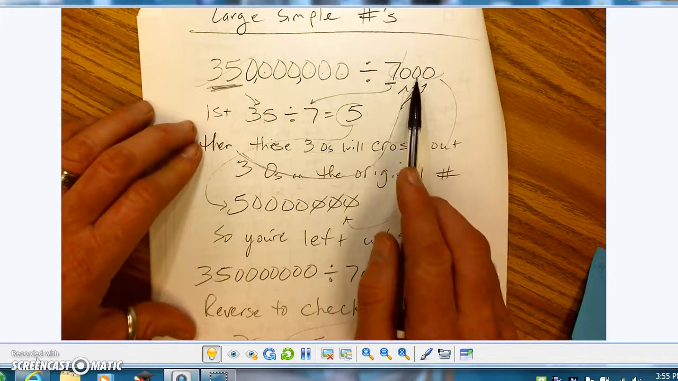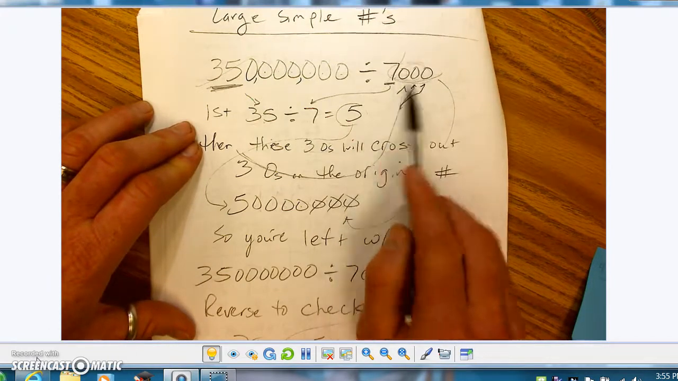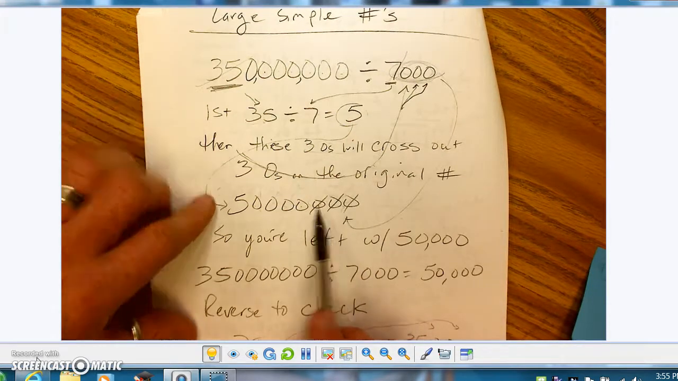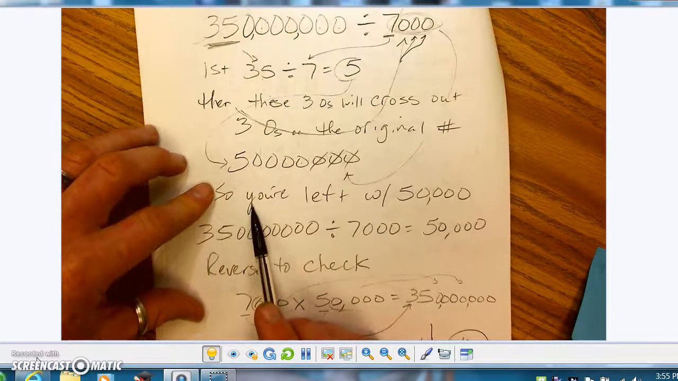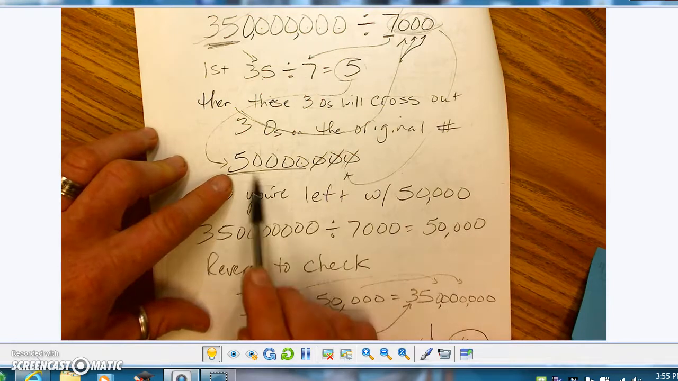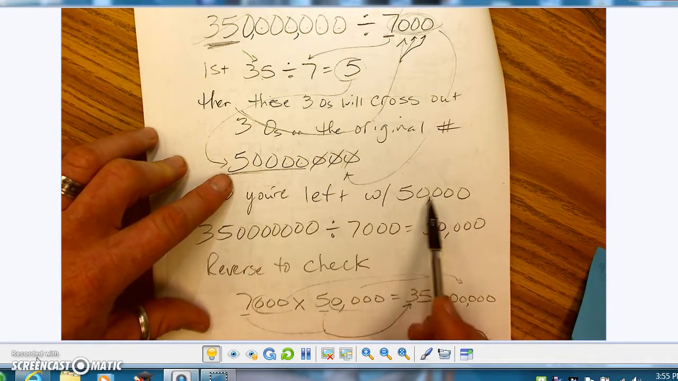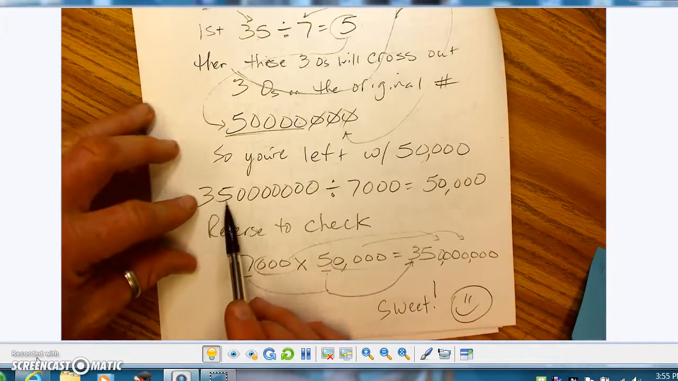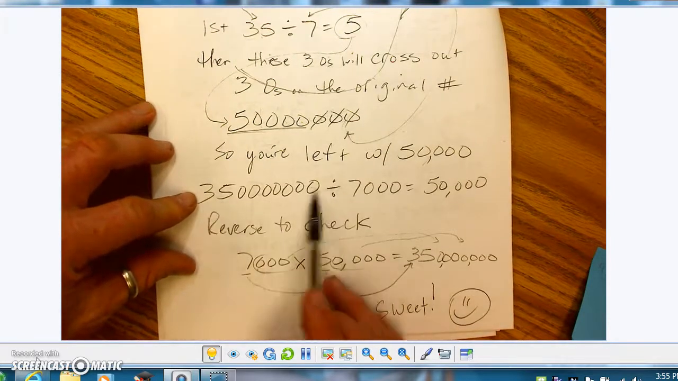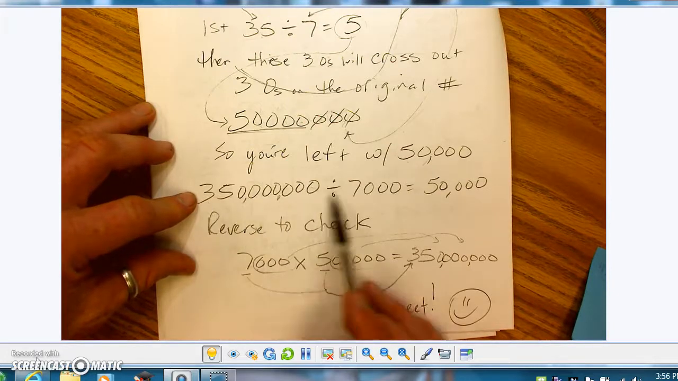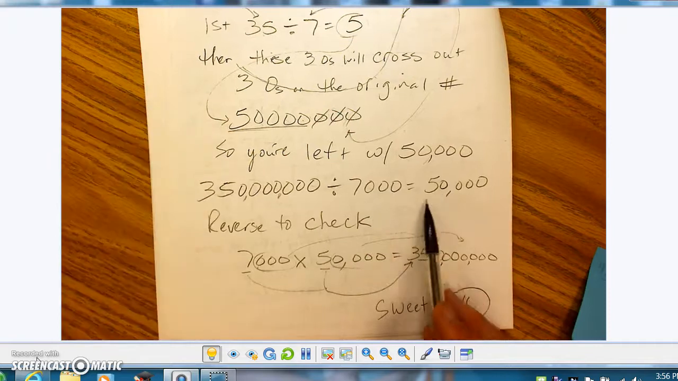But I was dividing by 7,000, and 7,000 has 3 zeros. So since I'm dividing, I cross those 3 zeros out, and I'm left with this number right here. So 50000, put your commas, and that's 50,000. So basically, this big, super long number, 350 million divided by 7,000 equals 50,000.